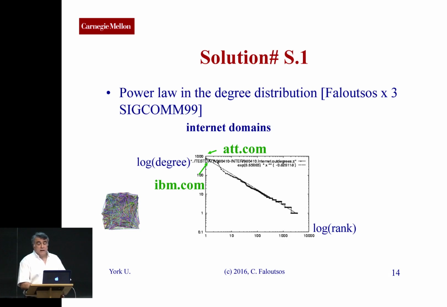What looks like a mess on the left fits a line very well. The horizontal axis, as we said, is rank in logarithmic scale, the vertical axis is degree in logarithmic scale. A line fits very well. The slope is minus 0.8. If it was 1, it would be exactly the Zipf distribution. Now it's a generalized Zipf distribution. And this is joint work with Petros and the other brother, Michalis.